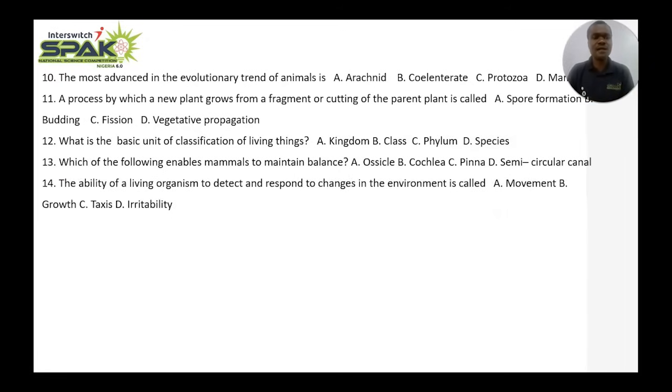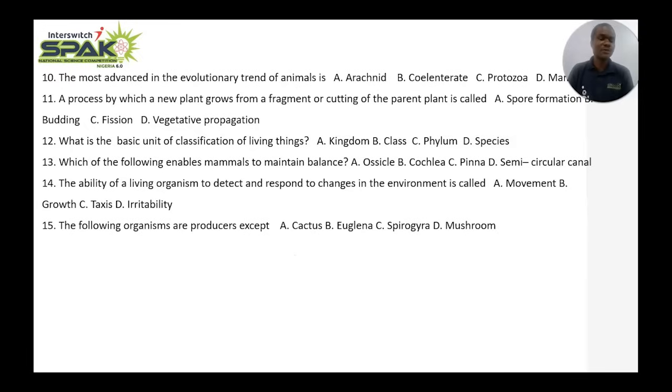The ability of a living organism to detect and respond to changes in the environment is called movement, no. Growth, no. Taxis, no. Taxis is one of the activities carried out by living things. D, irritability. Irritability is the ability of an organism to respond to changes in their environment. Irritability, option D.